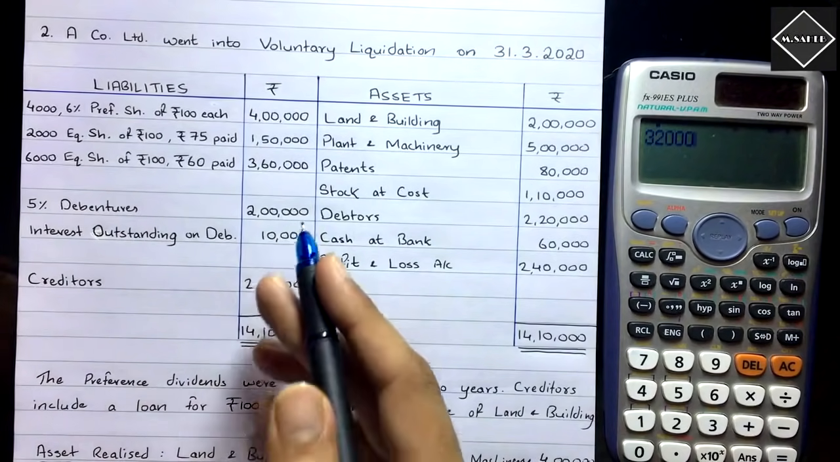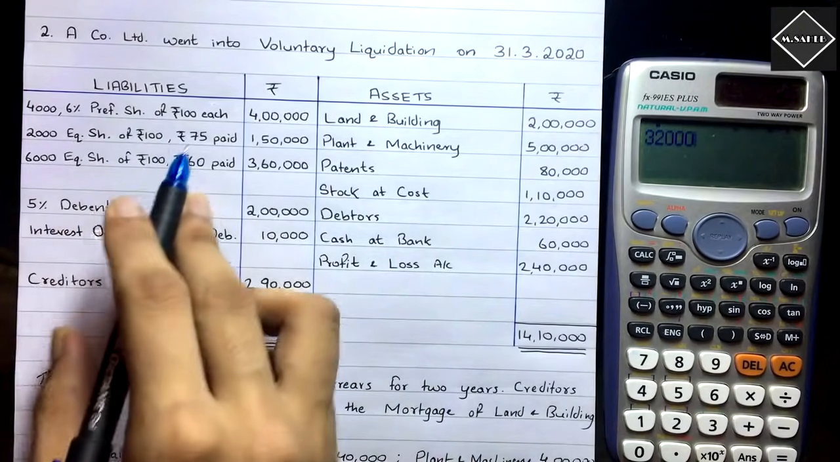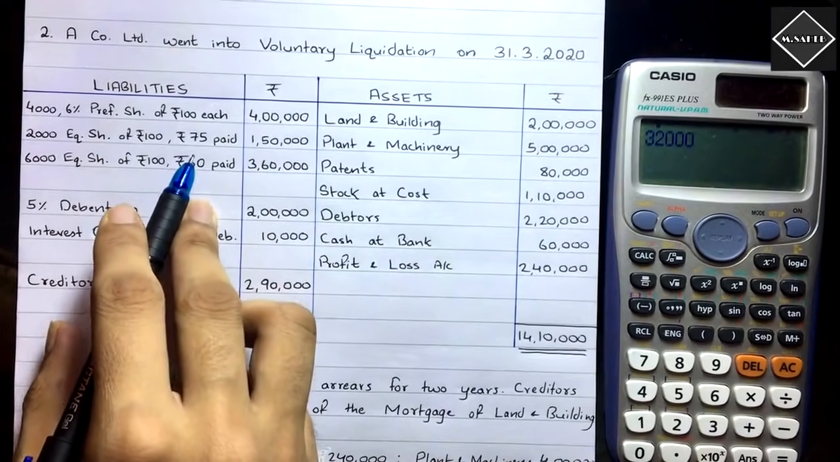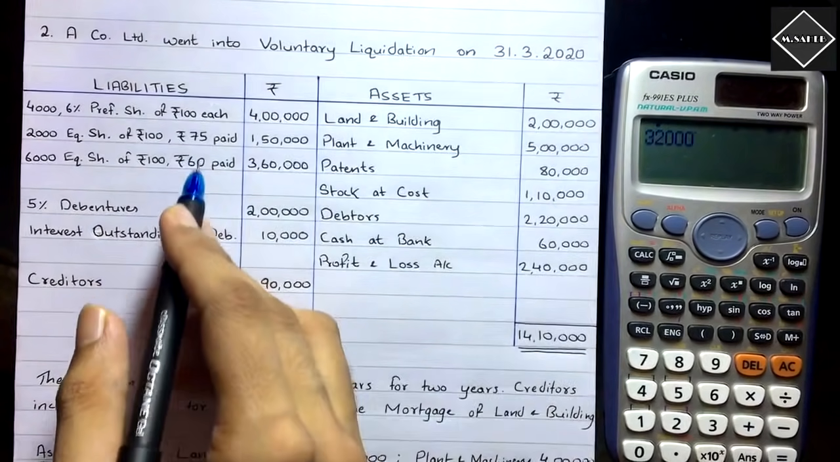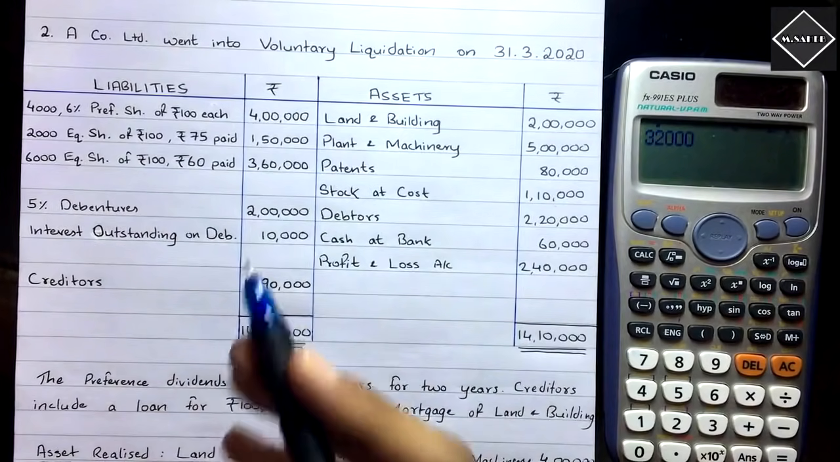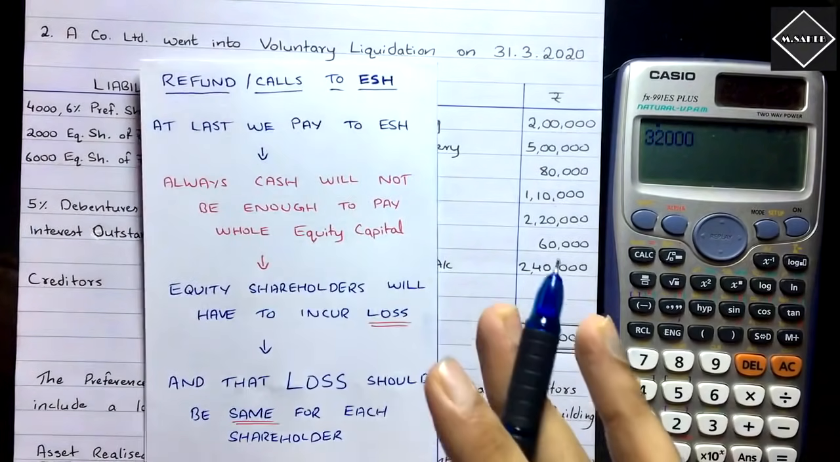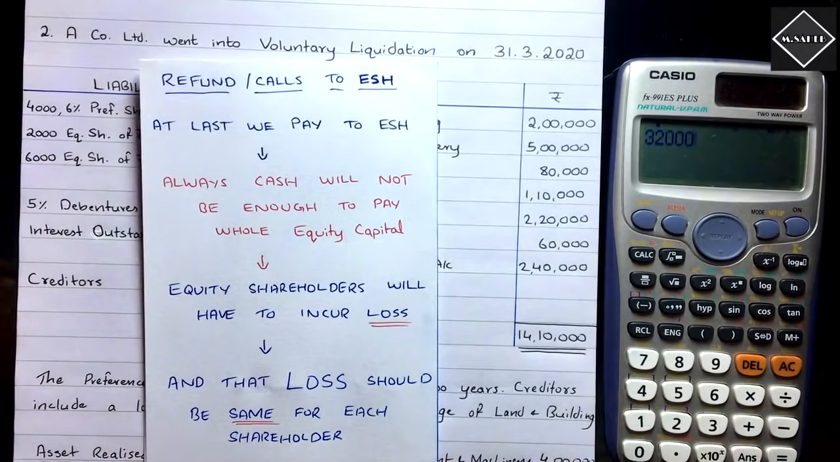That's when the problem arises, whenever there are two different classes of equity shares, right? Here as it is there, 75 paid up and 60 paid up. You have two different types of equity shares. Then the problem arises and we have to make use of this calculation. So before going to the calculation, let's get an idea about this.